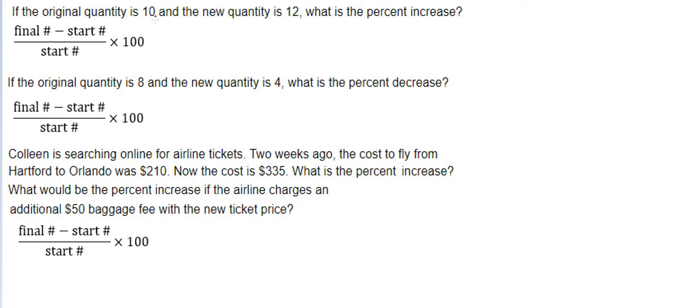So if the original quantity is 10 and the new quantity is 12, what is the percent increase? Use that formula. The times 100 is what's changing that decimal to a percent. So the final number, the ending number, is 12 and the starting number is 10. So we just got to put those values in there and simplify. And it's a relatively straightforward process.